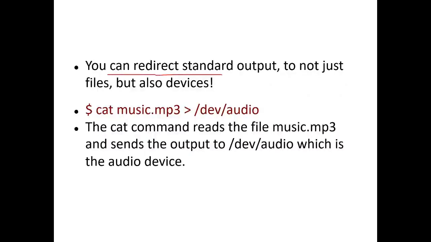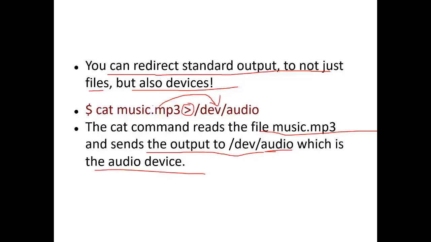You can also redirect standard output not just to files but also to devices. You can send the output to a particular device. Now you can see cat music.mp3. This output you are directing to the audio device file with the help of the output redirection operator. The cat command reads the file music.mp3 and sends the output to the audio file, which is the audio device. In the same way you can output to any input output device files.